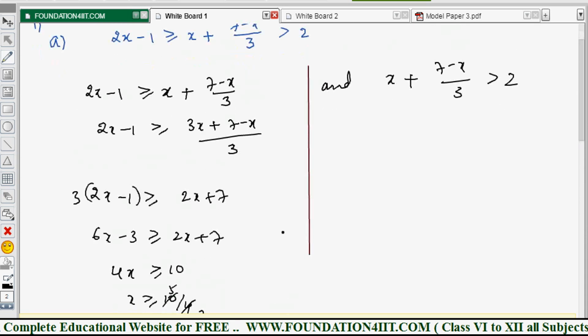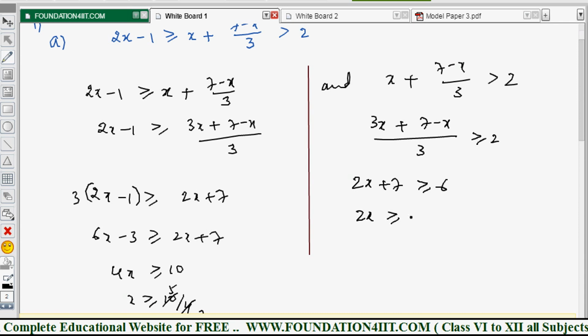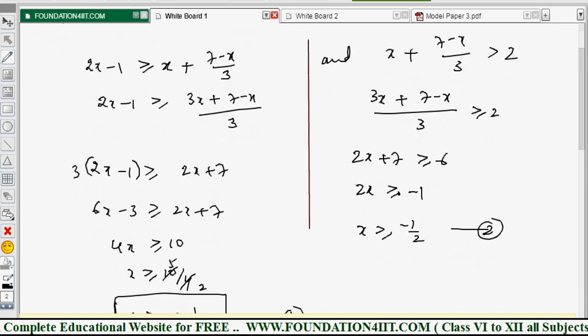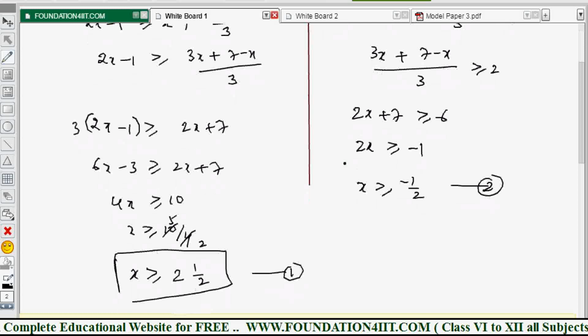From the second part we can solve the same way: 3x plus 7 minus x by 3 greater than or equal to 2, that is 2x plus 7 greater than or equal to 6. Take 7 to the other side: 2x is greater than or equal to 6 minus 7, which is minus 1. Then x is greater than or equal to minus 1 by 2. We'll combine both, representing the solutions on the number line.